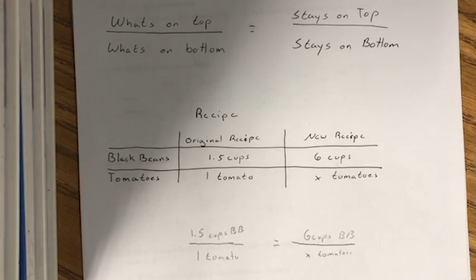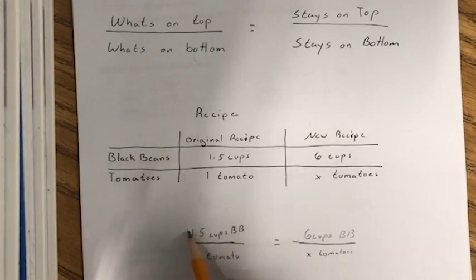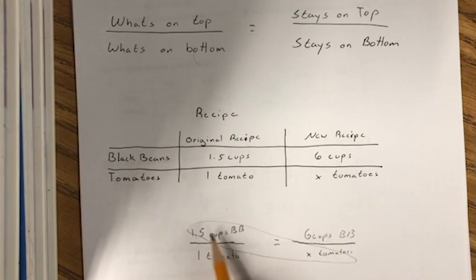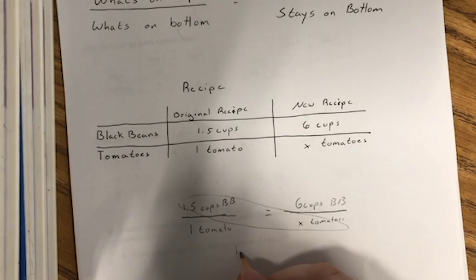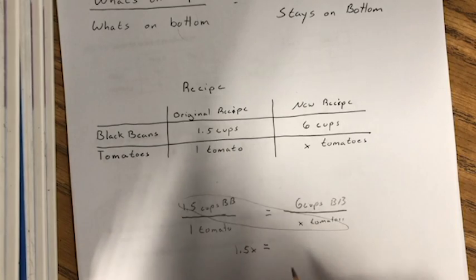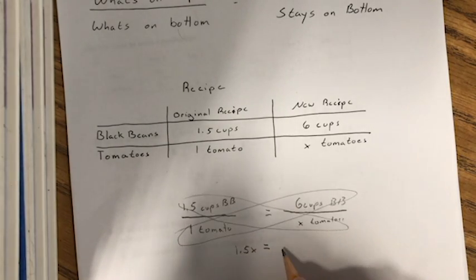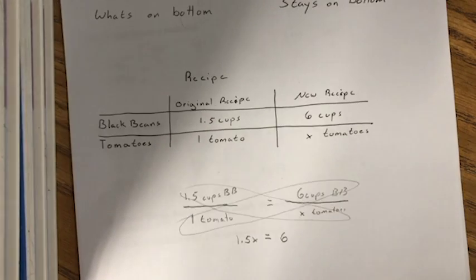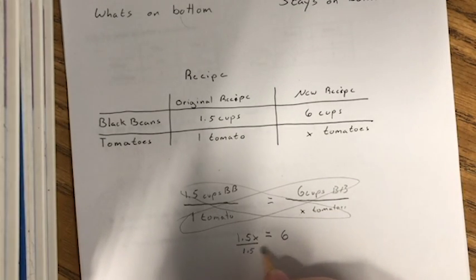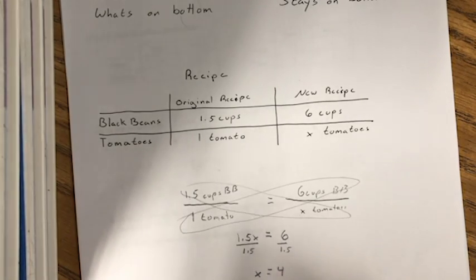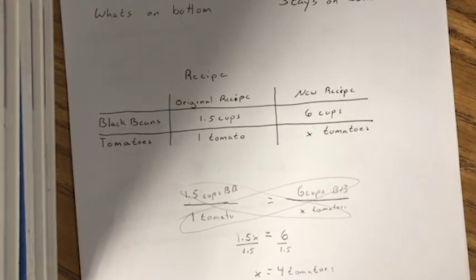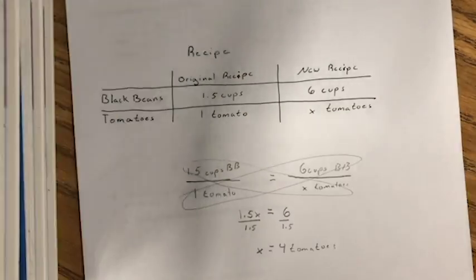Now that I have that, it's a matter of the butterfly effect, that cross multiplication. I'm going to cross multiply. 1.5 times x gives me 1.5x, which is equal to 1 times 6, which gives me 6. Now I'm going to divide by 1.5 on both sides. And when I do, I get x is equal to 4. And not just any 4, but what? Tomatoes. In order for me to make this new recipe with 6 cups of black beans, I need 4 tomatoes.